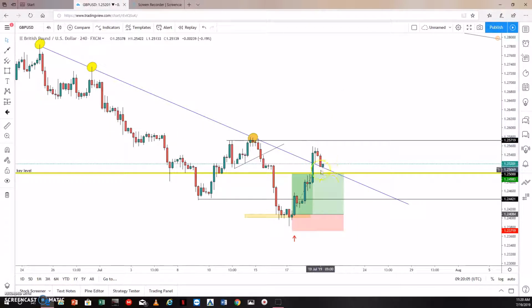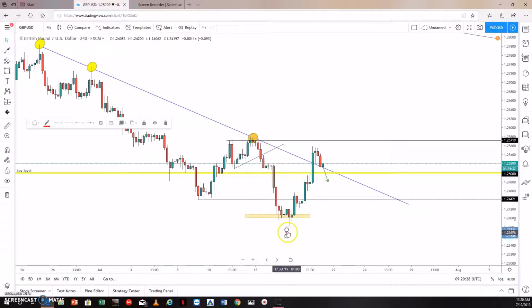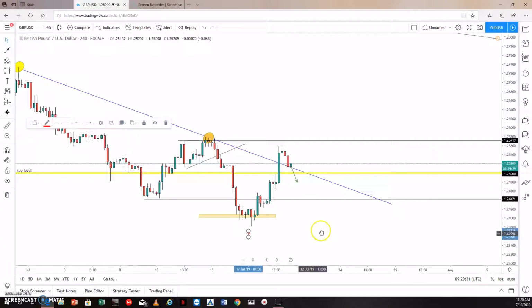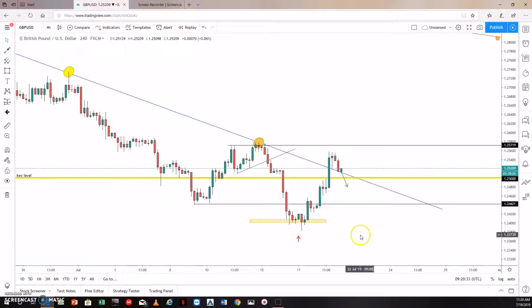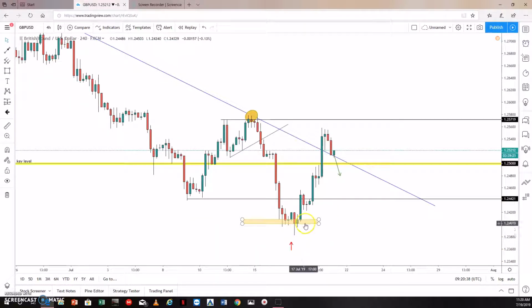Or if they come back, we could see price close right below that key level to give us a retracement before shooting higher. But I do fancy some more long trades on GBPUSD long term. And yeah guys, I really hope that this breakdown on GBPUSD will help in your own personal trading. One point that I really want to explain is this one here.